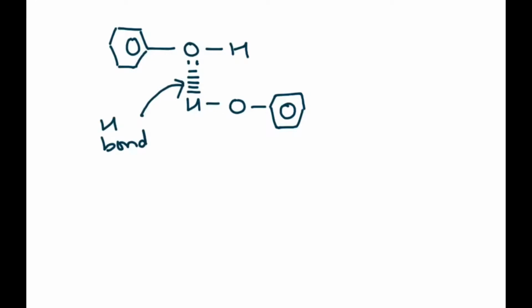Okay, you also need, there's two lone pairs on the oxygen. You also need your dipoles. So oxygen is electronegative, so it's negative, and the hydrogen is positive. Okay, and that's how you show the hydrogen bond between the phenol molecules, and that's why it has a higher melting point than benzene. Okay, right, so that's the first point.